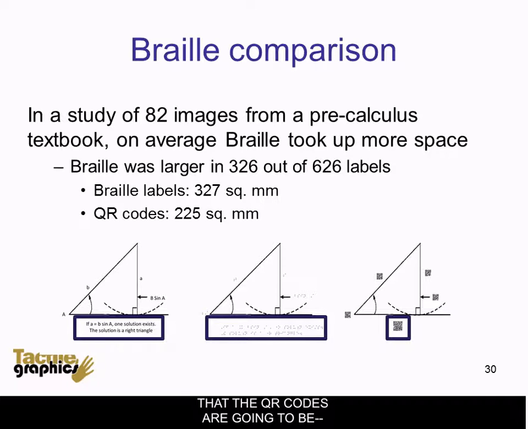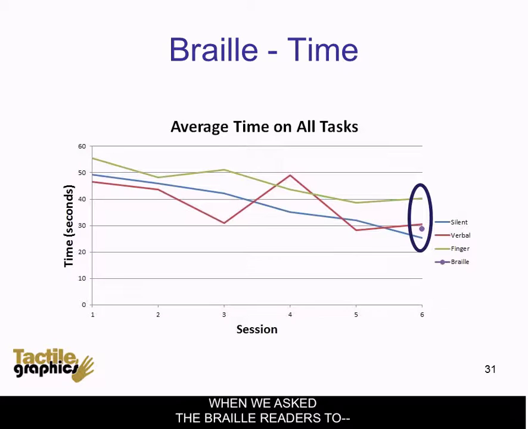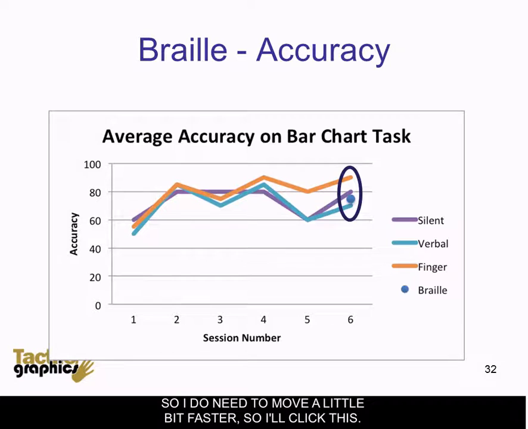So that's no surprise. We had the very same tactile graphics, and in the sixth session, we asked the Braille readers to do those 4 tasks, and it took them about the same amount of time using Braille as using the QR codes. So that's somewhat encouraging, that the software is helpful, and that tactile graphics with a voice is a possibility. Not that much slower, or as slow as Braille. Again, accuracy was about the same for Braille.